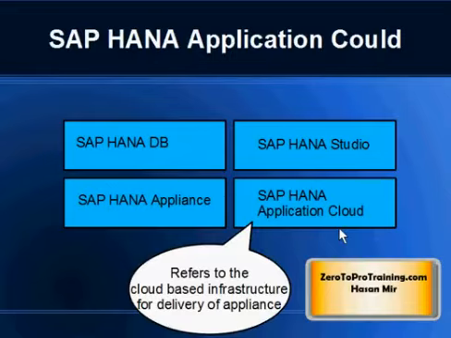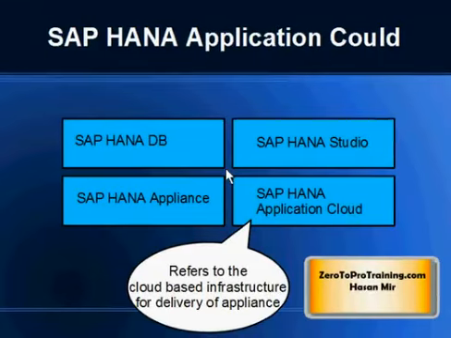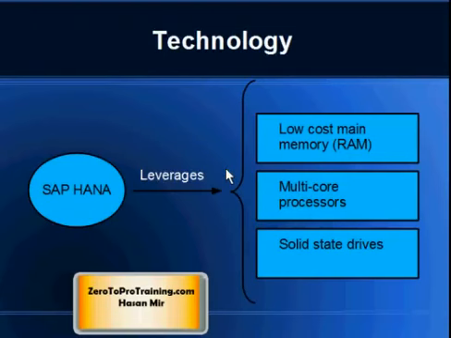So the SAP HANA software is also available on a cloud infrastructure known as SAP HANA Application Cloud. For more details on the cloud infrastructure, you can take my other videos. For now, understand that SAP HANA is also available as a service on the cloud infrastructure that client can use on need basis.